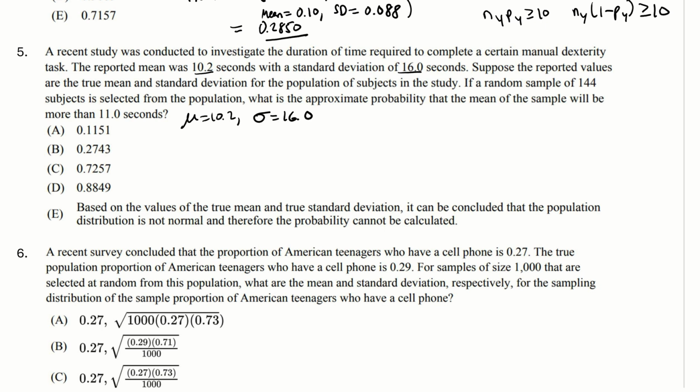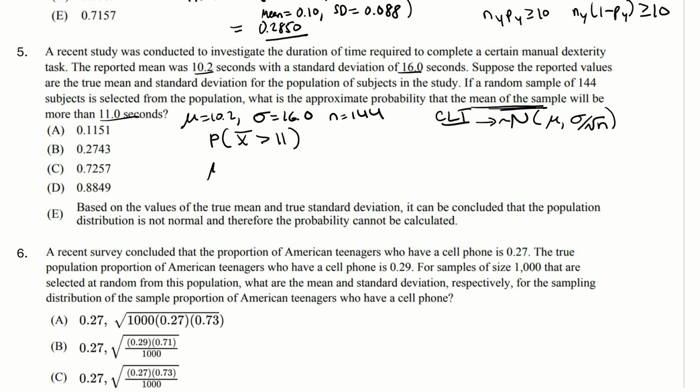If a random sample of 144 subjects is selected from the population, what is the approximate probability that the mean of the sample will be more than 11 seconds? So the probability that the mean is greater than 11. So this is a central limit theorem problem because we're looking at the mean of the sample being greater than. So again, remember that the central limit theorem states that we're going to have a normal distribution with a mean of mu and then a standard deviation of sigma over square root of n. Okay, so that's what we're going to do.